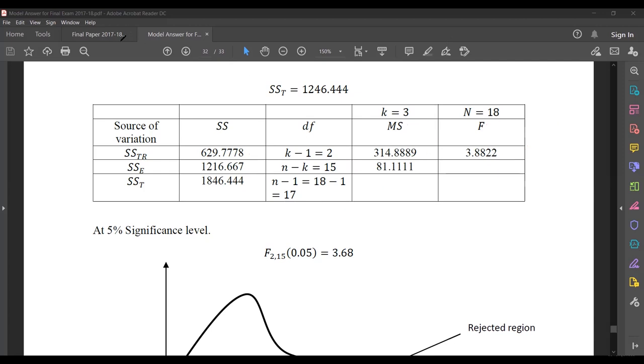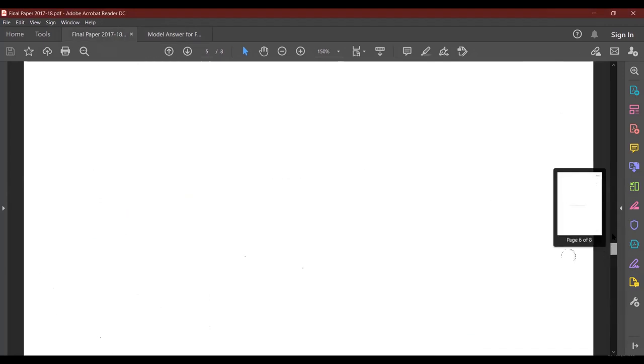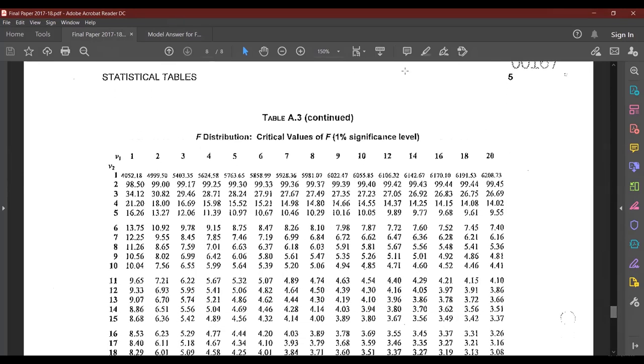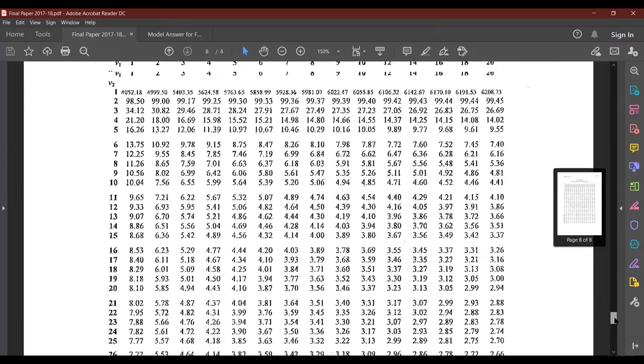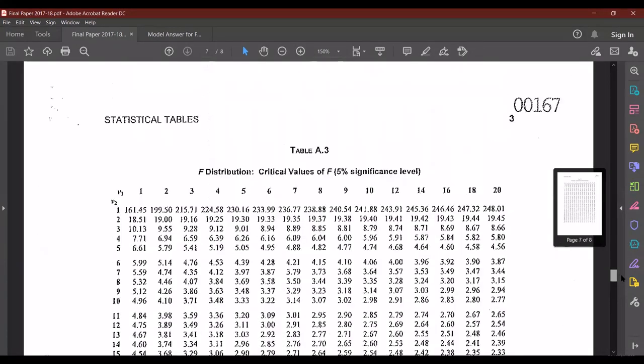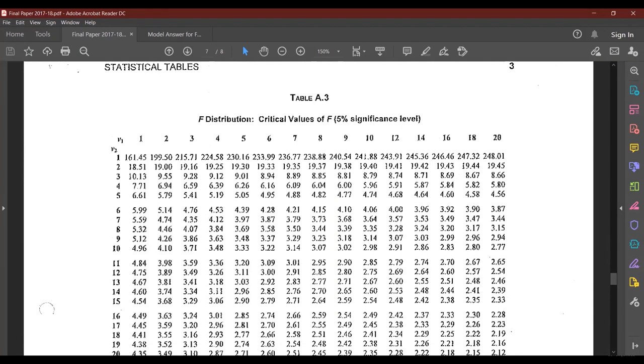Now the next F value we are going to take is from the chart. We need this 2 and 15 and 5%. 5% means 0.05. So now we go to our chart. We know our degrees of freedom: V1 is 2, V2 is 15. This is the 1% significance chart, but we have to see the 5% significance chart, not the 1% one. This one is the 5% one. You have to see the respective one, don't interchange that. So here 2 and here 15, the value is 3.68. That is the value we need.